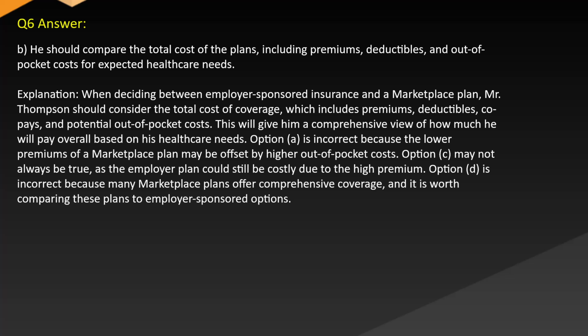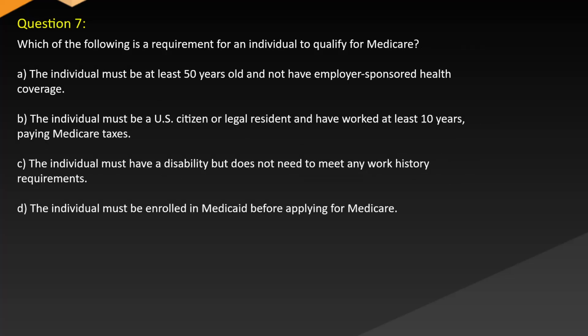Option A is incorrect because the lower premiums of a marketplace plan may be offset by higher out-of-pocket costs. Option C may not always be true, as the employer plan could still be costly due to the high premium. Option D is incorrect because many marketplace plans offer comprehensive coverage, and it is worth comparing these plans to employer-sponsored options. Question 7. Which of the following is a requirement for an individual to qualify for Medicare?